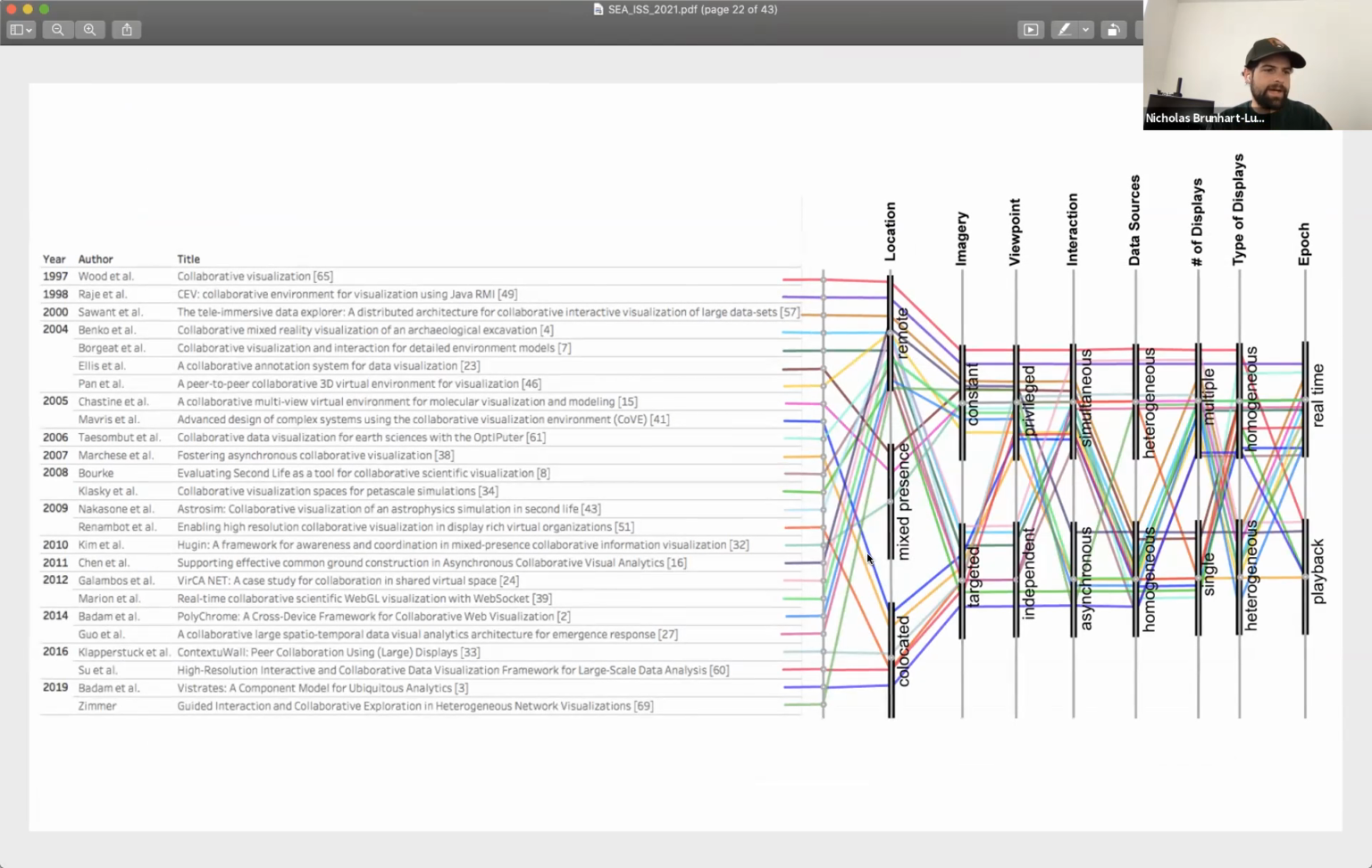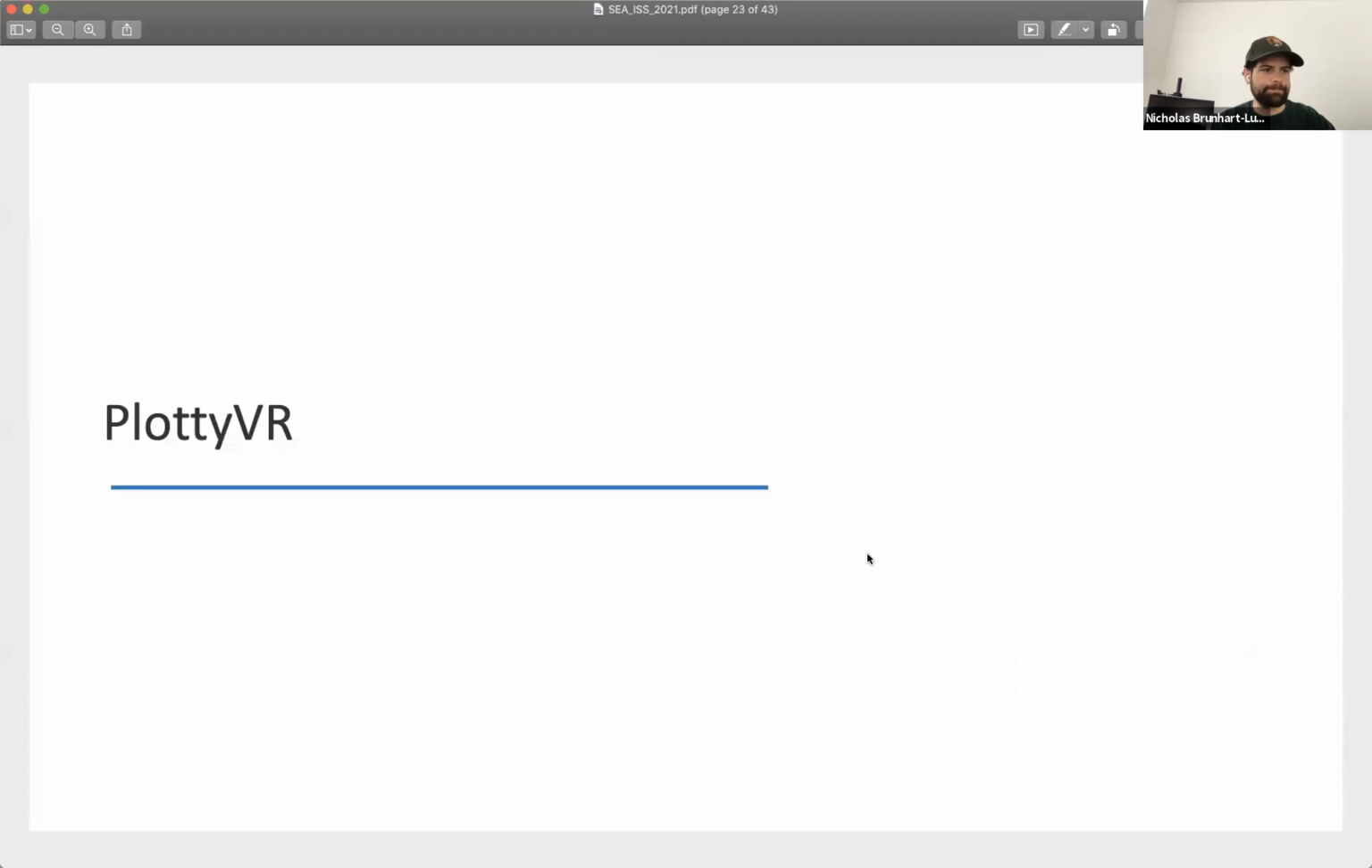A lot of the older publications show things like remote locations, constant imagery, privileged viewpoints, and simplicity. That was the state of the art in the 90s and early 2000s. But as you go forward in time, you start seeing a shift towards more difficult things, where you have mixed presence, independent viewpoints, and asynchronous interaction. It's a very interesting thing that we're seeing going on here in the community.